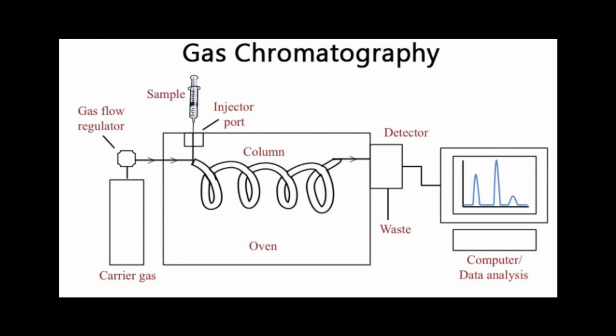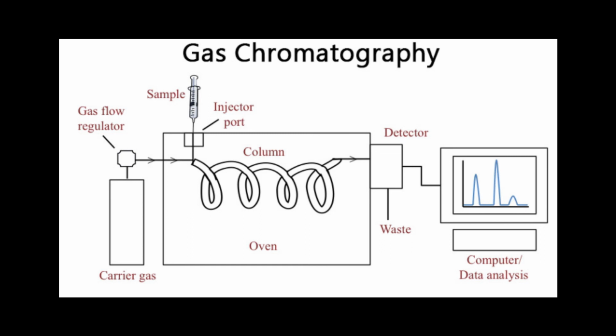Step 2. Separation in the column. Components in the mixture are separated based on their abilities to adsorb to the stationary phase. A component that adsorbs more strongly to the stationary phase will spend the most time in the column, which means that it has the longest retention time and will emerge from the gas chromatograph last. A component that adsorbs the least strongly to the stationary phase will spend the least time in the column, which means that it has the shortest retention time and will emerge from the gas chromatograph first.